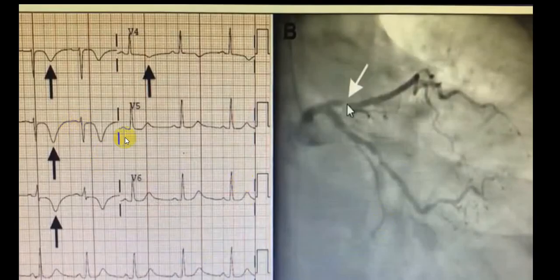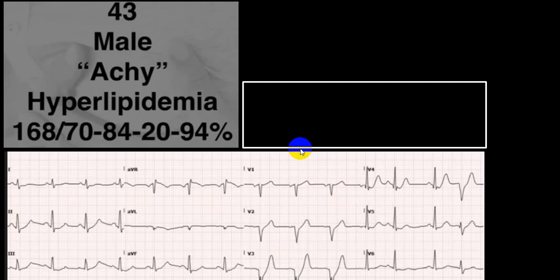Deep symmetrical T wave inversion, and you can see this is proximal LAD. As soon as you open this up, these changes will disappear, and if you don't do revascularization, this will end up with an anteroseptal or extensive anterior wall infarct.